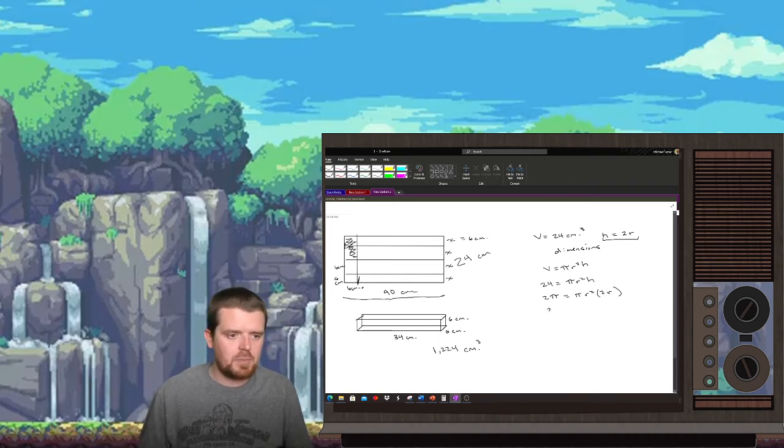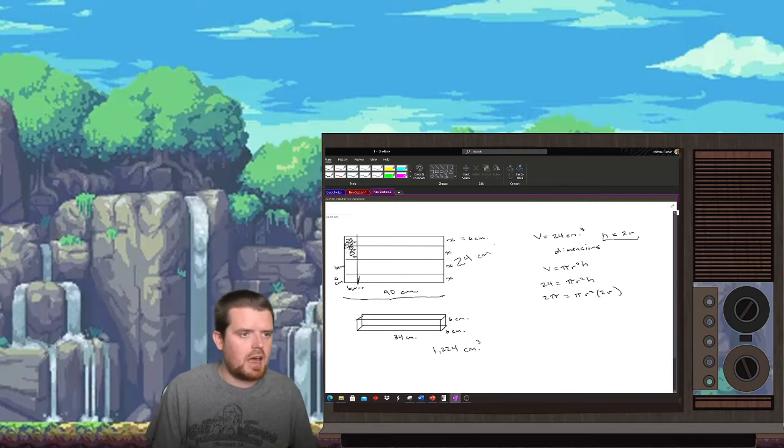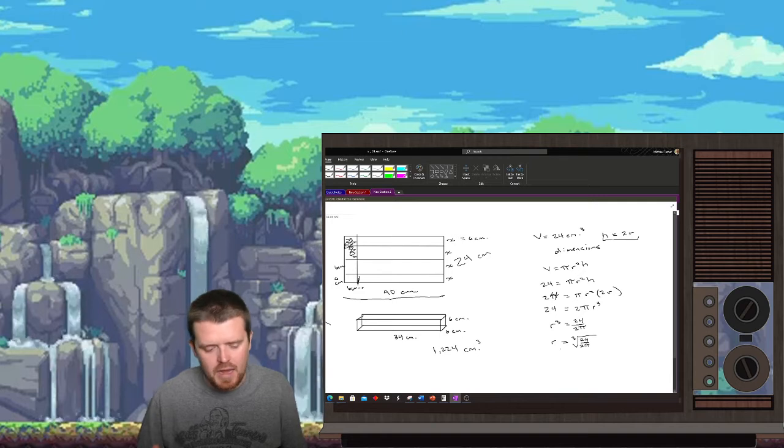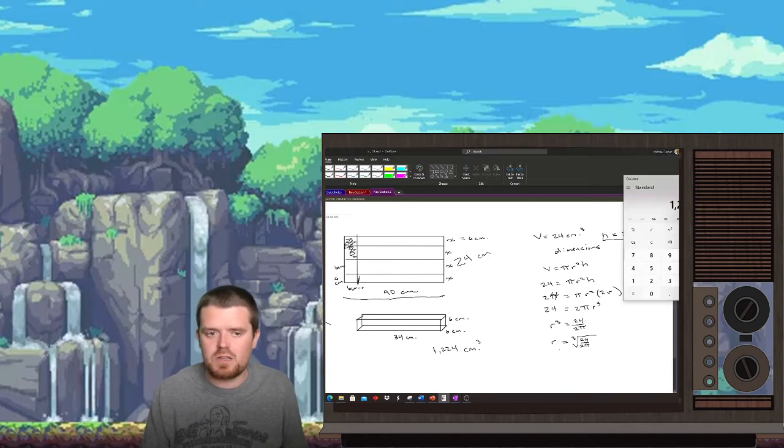So I can clean this up. I have 24 pi, getting a little bit ahead of myself there. 24 equal to 2 pi r squared times r, which is r cubed. And then I'm going to divide both sides by 2 pi. So r cubed is equal to 24 over 2 pi. And then I'm going to take the cube root of that value to approximate r. Now, most of the time, for my classes, I told you to leave it in terms of pi. Specifically with these examples, it's going to tell you to round to the nearest tenth.